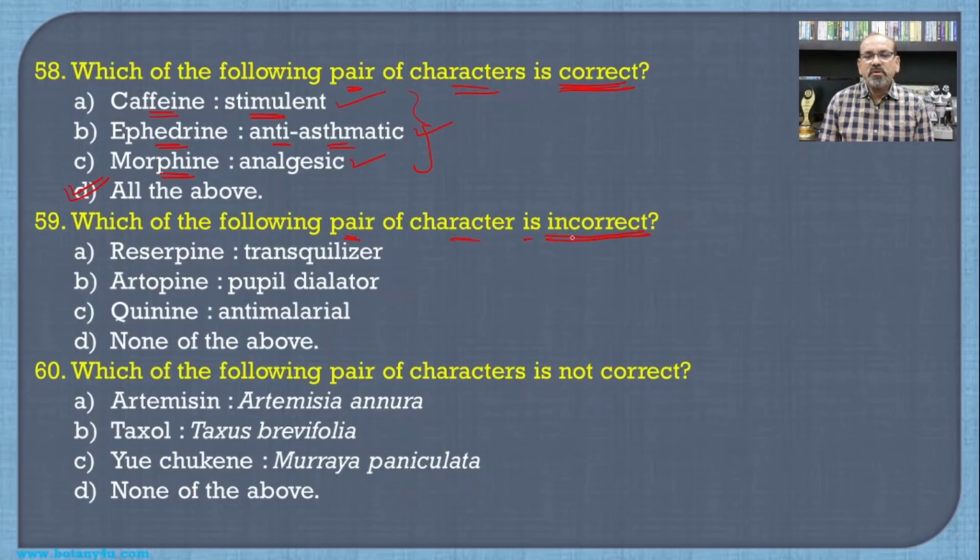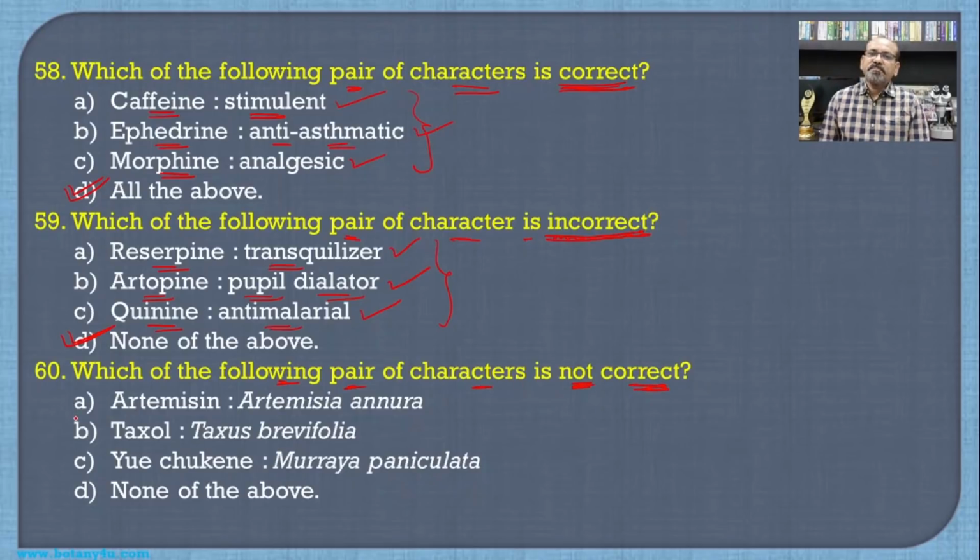Then which of the following pair of characters is incorrect? You should concentrate that here the option is incorrect. Reserpine is a tranquilizer. This is a correct pair. Then atropine is a pupil dilator. This is also correct. And quinine is an anti-malarial. This is also correct. Hence out of these three all are correct, and hence there is nothing incorrect, so none of the above is incorrect.